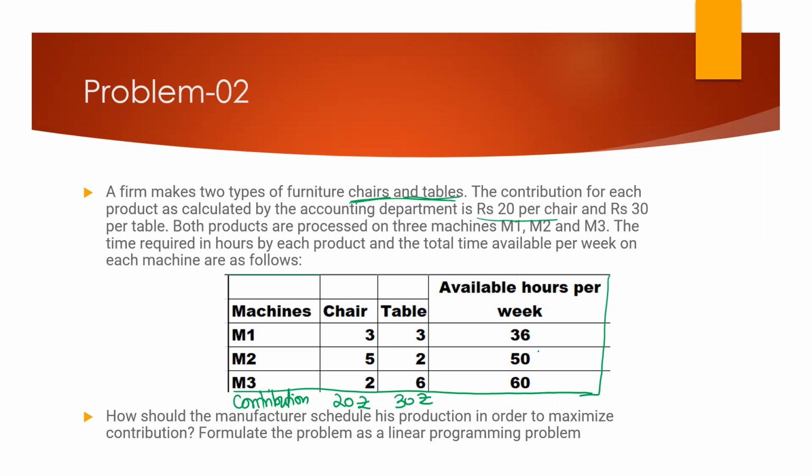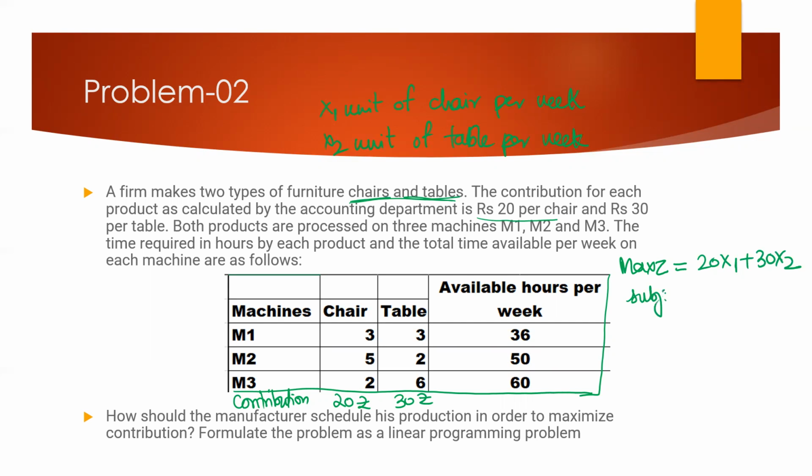So again, I'll write my decision variable. I'll manufacture x1 units of chair per week, and I'll manufacture x2 units of table per week. So my maximum of Z will be 20x1 plus 30x2.